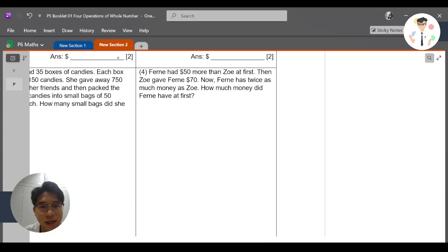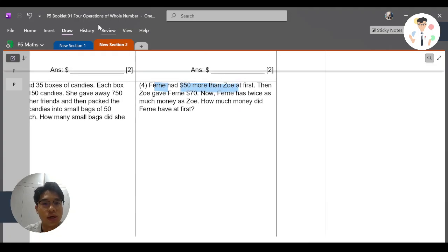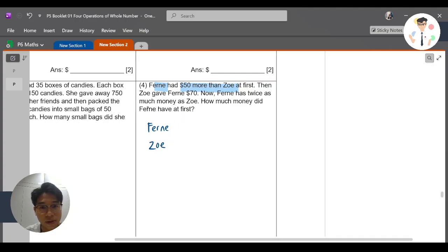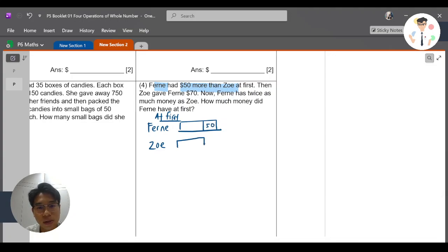Now, here it says that Fernie had $50 more than Zoe at first. Now, what you can choose to do is to draw a model, and that's something that's very good and easy to use. So Fernie and Zoe. So what happened at first? Let me use the words at first. Fernie has $50 more than Zoe. So does it make sense? Fernie has $50 more than Zoe.